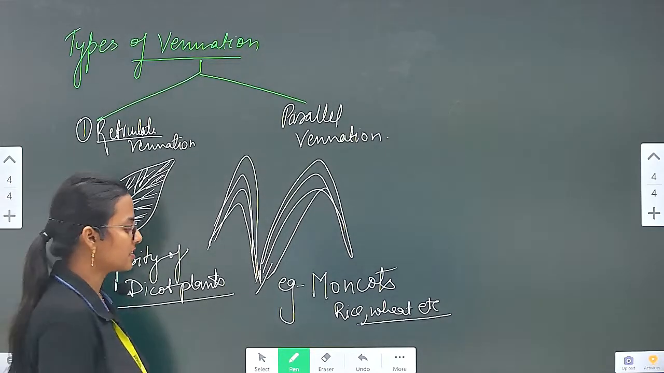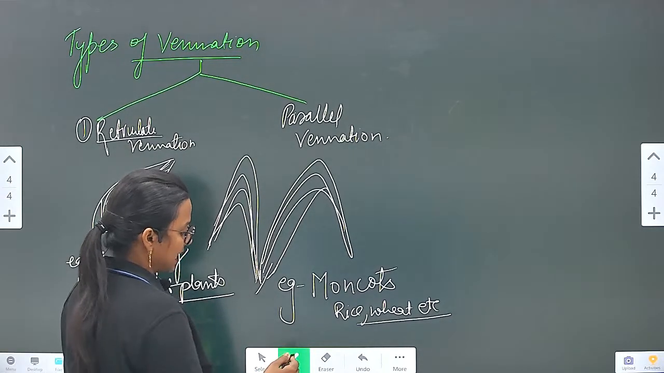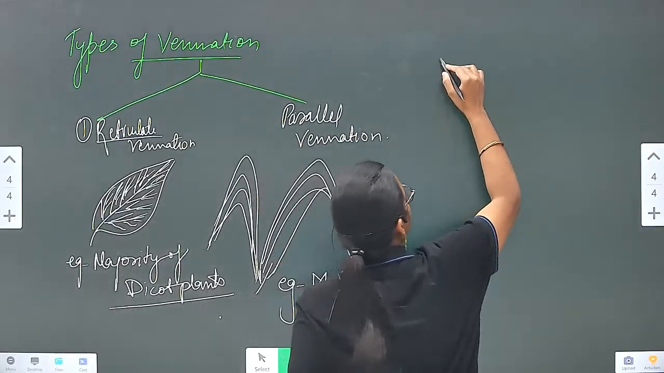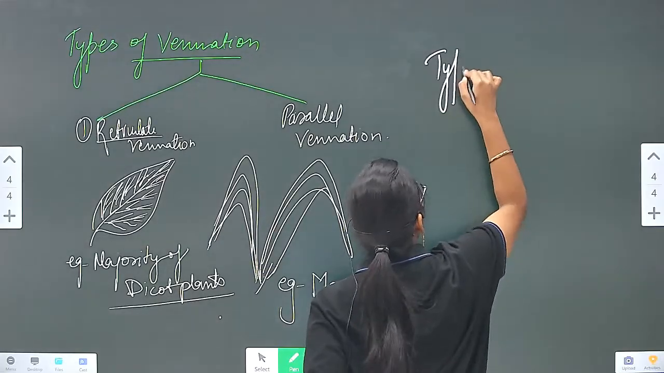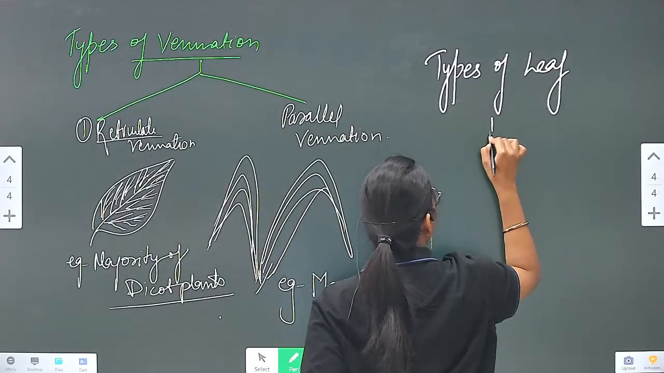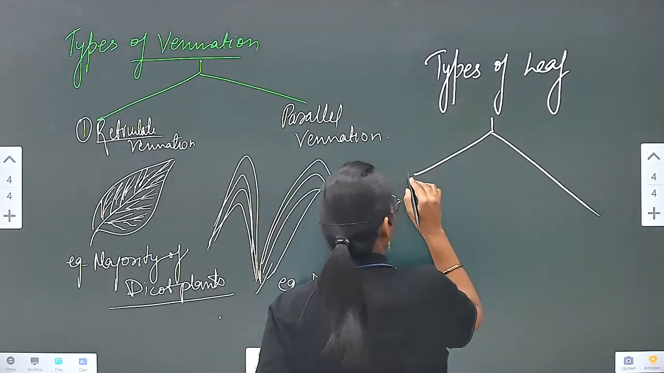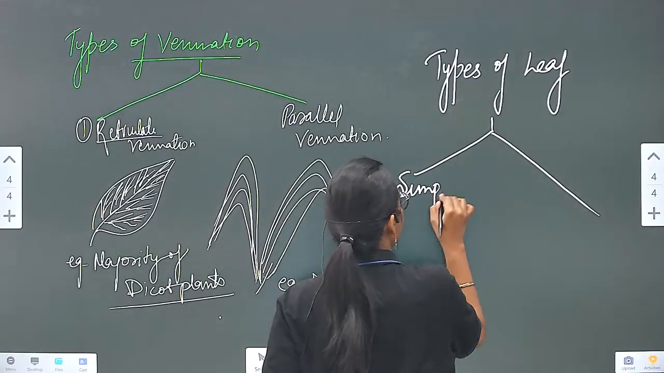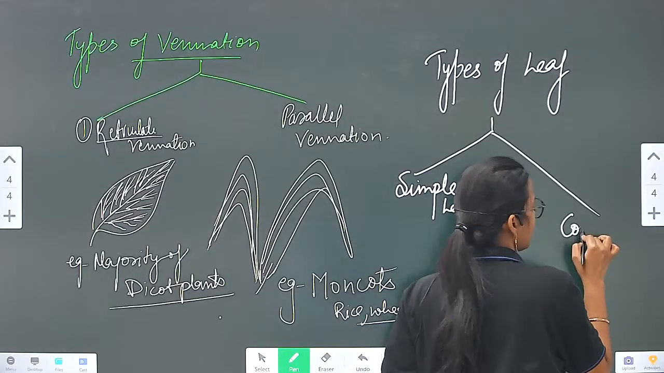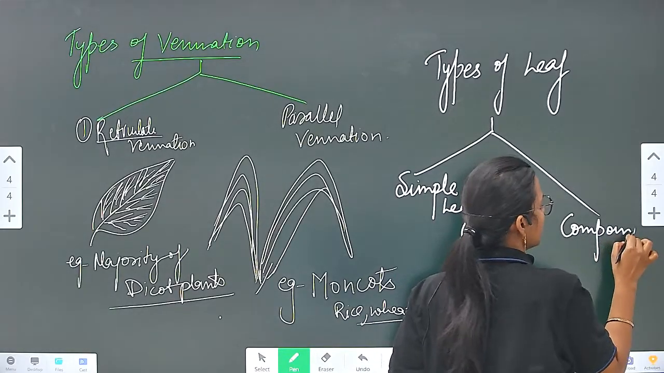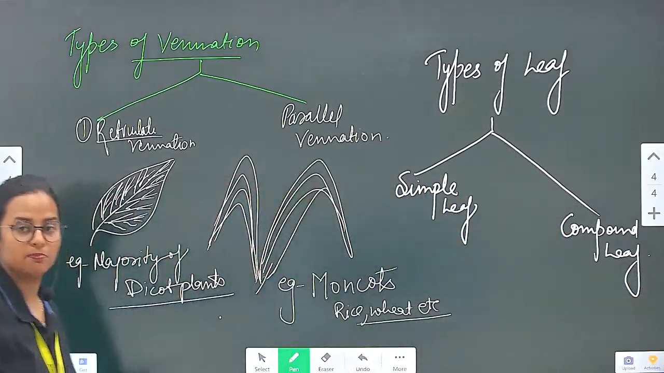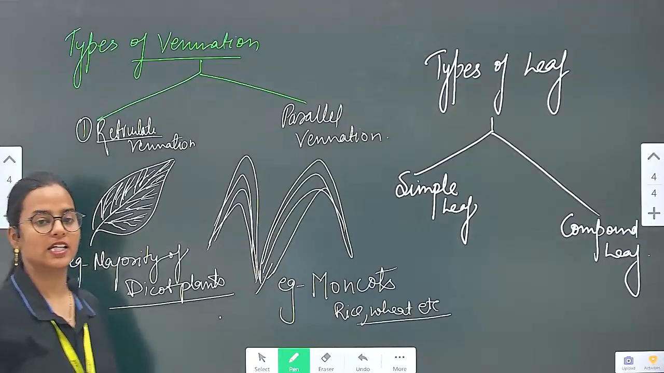Now next we will be talking about the types of leaf, which is very, very important. Yes. Next is types of leaf. So we have mainly two types of leaf. One is the simple leaf. Another is the compound leaf. What do you understand by simple leaf and what do you understand by compound leaf? Yes, anybody?